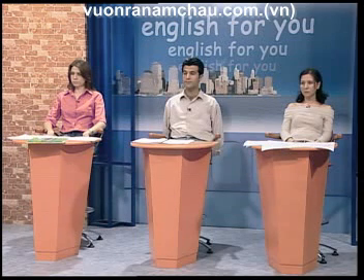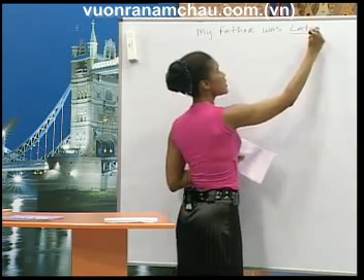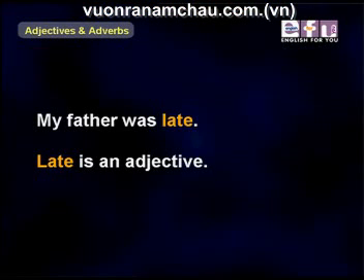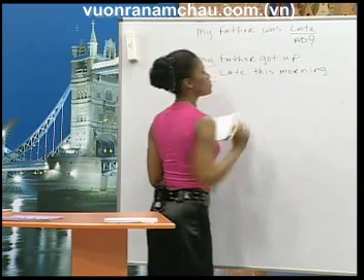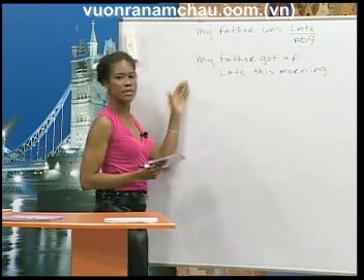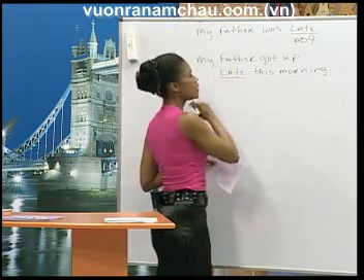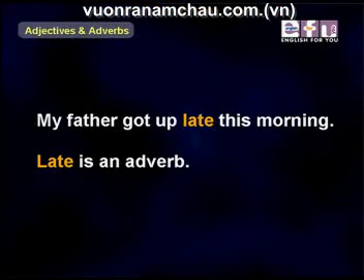Let's look at the next example. My father was late. Here, late tells us about father, a noun. So that means late is an adjective. But my father got up late this morning. So the two sentences are saying the same information, but in this sentence, late describes how father got up. So that means late is an adverb.